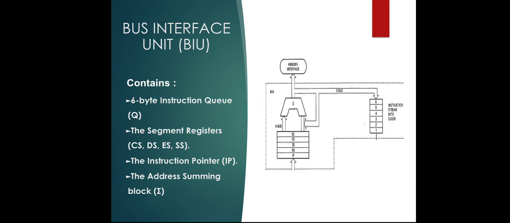The address summer is used to calculate the physical address by converting the user offset address into a 20-bit CPU address or system address. This is the main function of the address summer present in the bus interface unit.